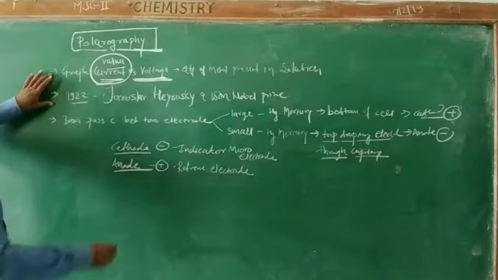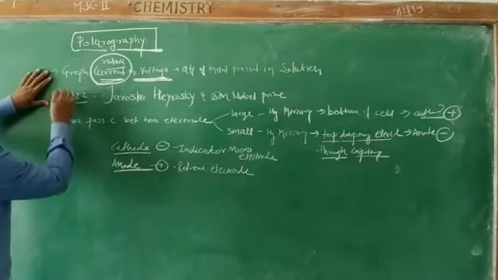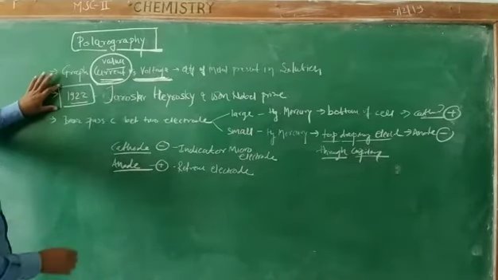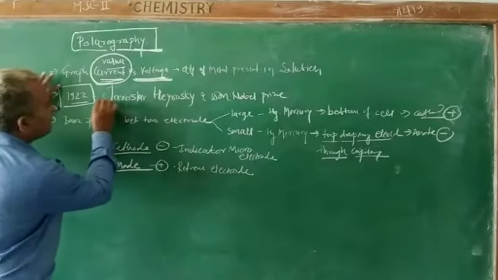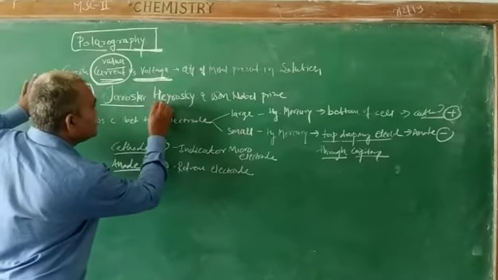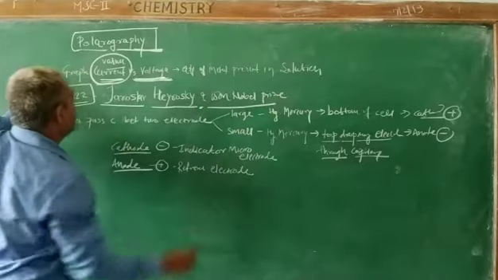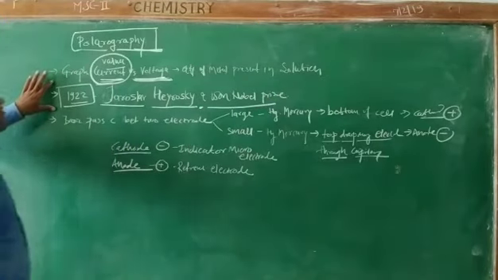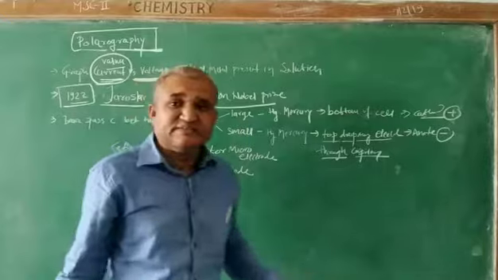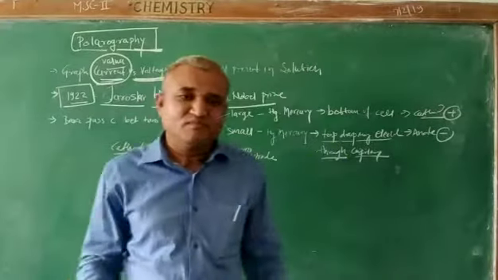Polarography was first introduced in 1922 by Jaroslav Heyrovsky, and he won the Nobel Prize for the discovery of polarography.